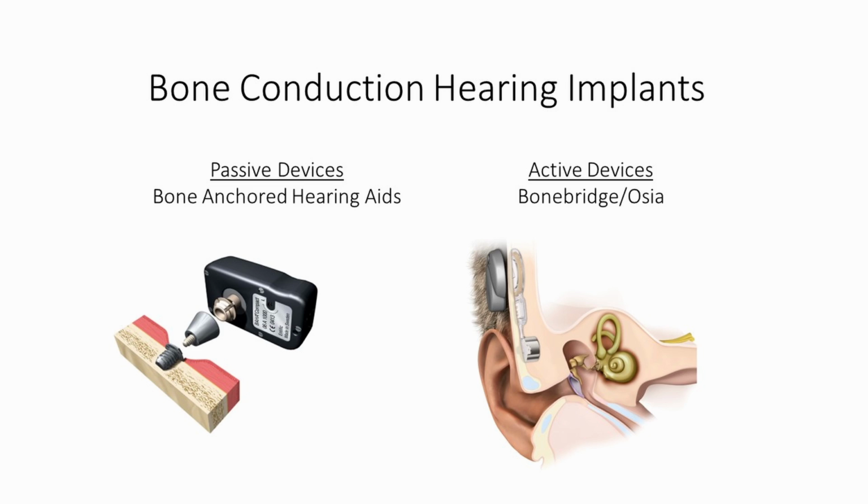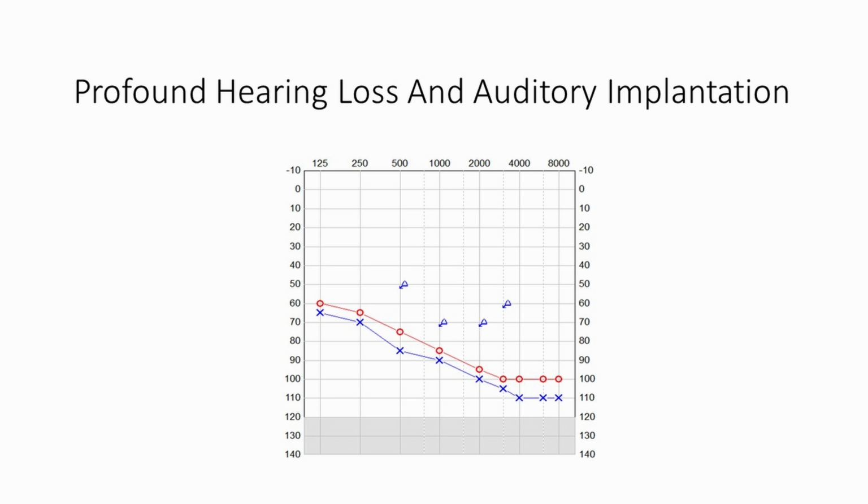Okay, next slide. So all of those situations are for people that have got some degree of hearing, but if you've got really profound hearing loss, those options aren't possible because you can't actually physically get enough sound into the cochlea for them to be able to hear it. And this is the sort of audiogram that we're talking about. So this patient's got a little bit of residual hearing in the low frequencies, but as you get towards the high frequencies, both ears start to get to below 90 decibels, and they won't be able to get very much benefit from a normal hearing aid. Next slide, please.